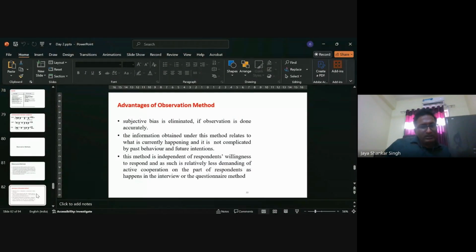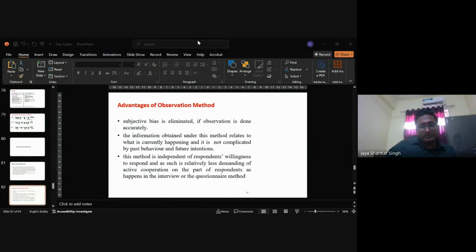Okay. What are the advantages of the observational method? Subjective bias is eliminated, provided the observation is done accurately. How will subjective bias be eliminated? Anyone?